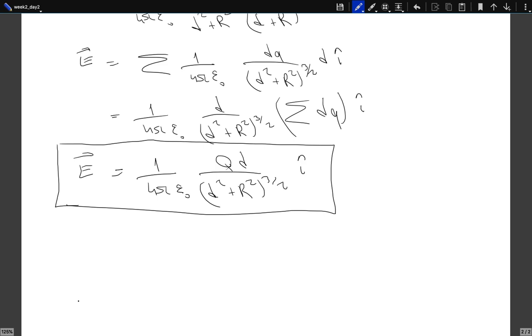Now, any questions in this derivation? Once we are done with this, now we can attack the problem of an infinite plane. Questions?